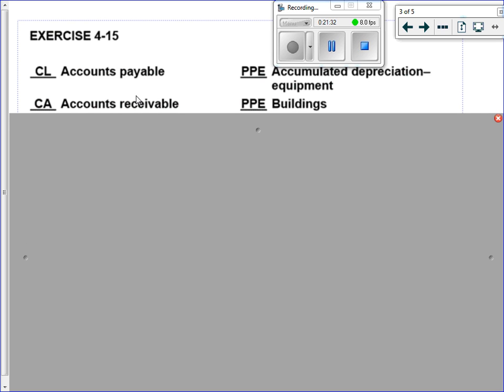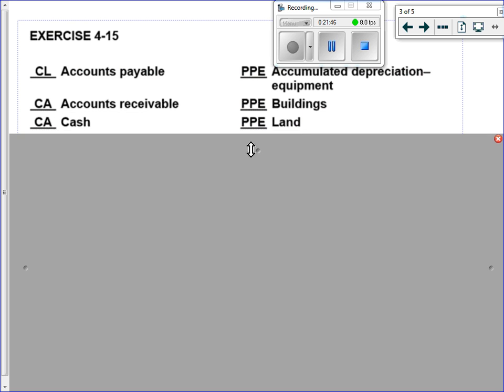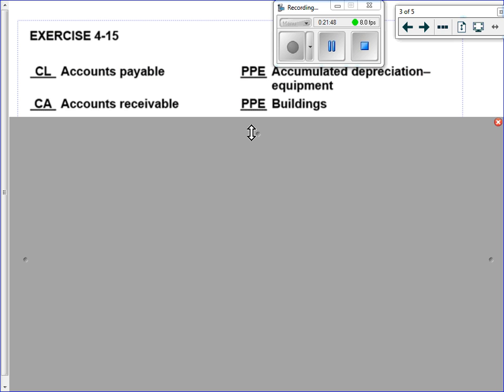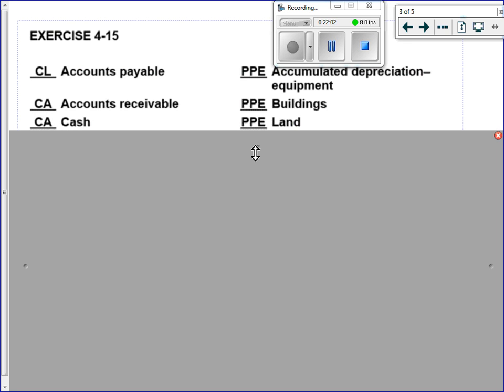Accounts receivable, kind of like accounts payable, you'd hope you'd get paid within a year, so a current asset. Buildings are PPE unless they say that they're not in use. But if it doesn't say anything, like buildings, assume it's in use. If land says nothing, assume it's in use. Good question. Cash is a current asset, will always be a current asset.